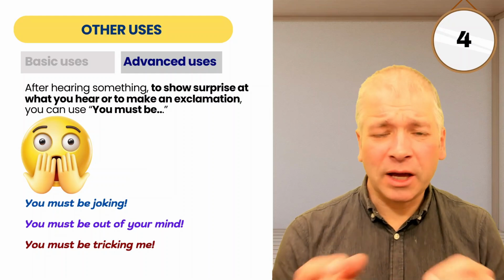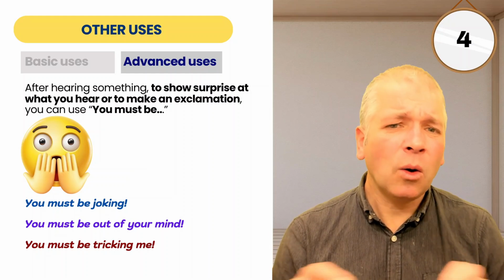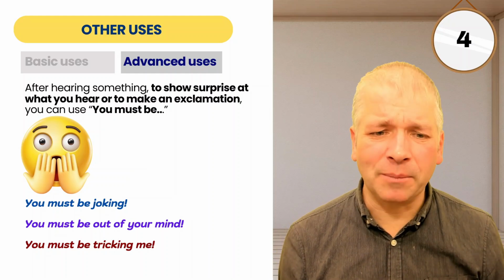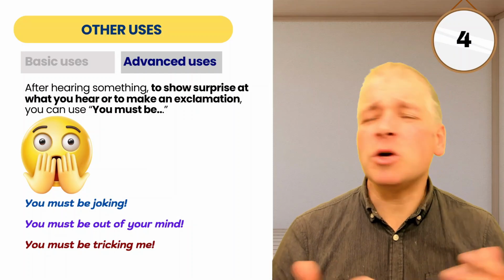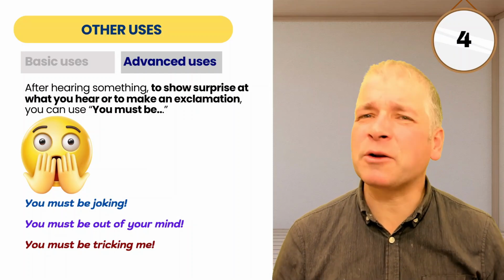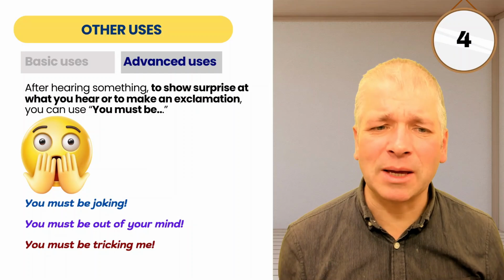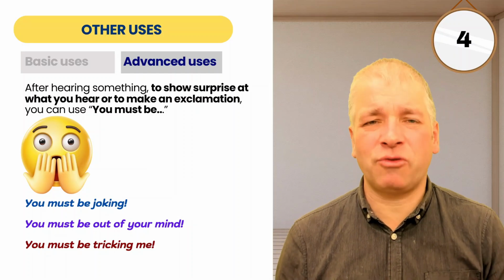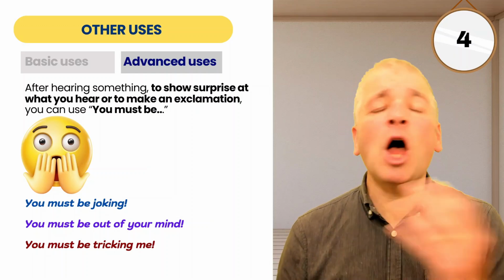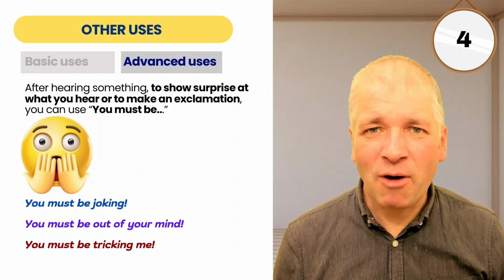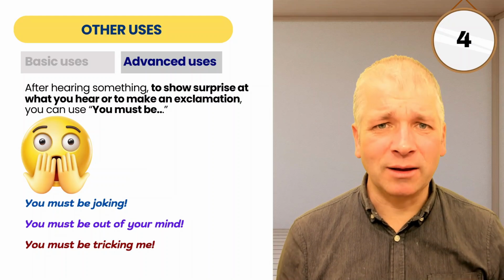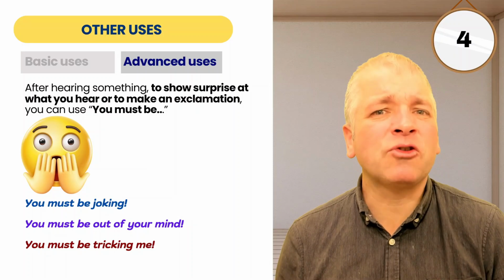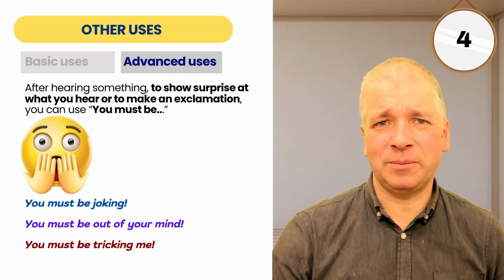After hearing something, to show surprise at what you hear or to make an exclamation, you can use you must be. For example, you must be joking. You must be out of your mind. You must be tricking me. Perhaps someone says something and you don't believe it's true. It's been snowing all day where I live. You must be joking. It's the middle of summer. You must be out of your mind. You must be tricking me. You live in a hot country.